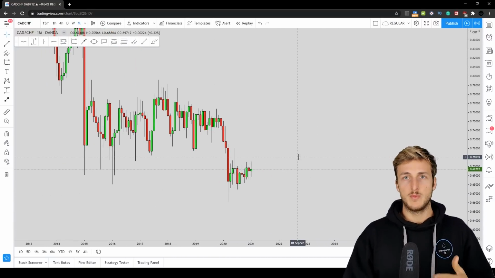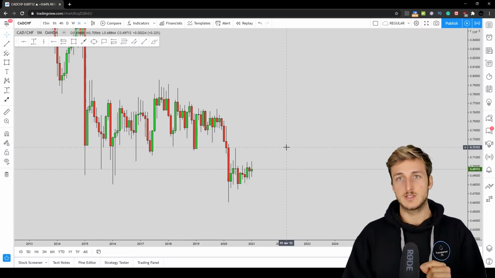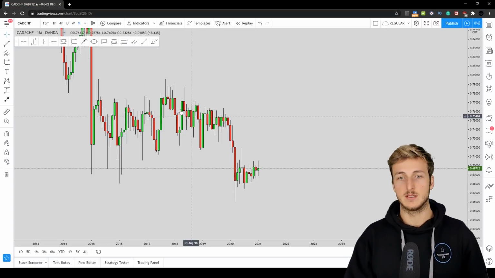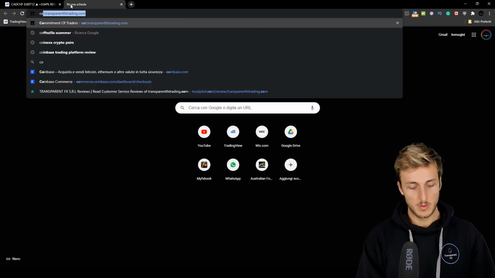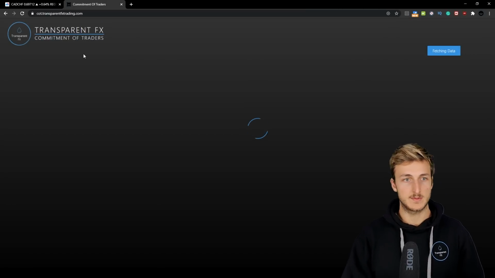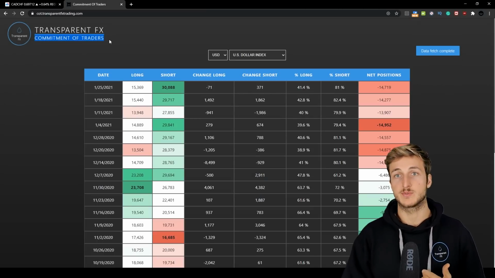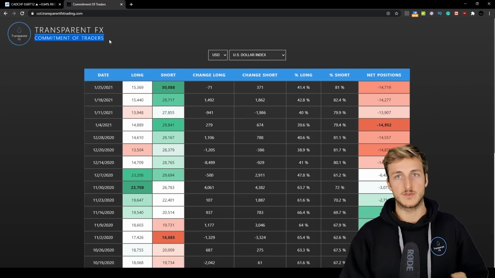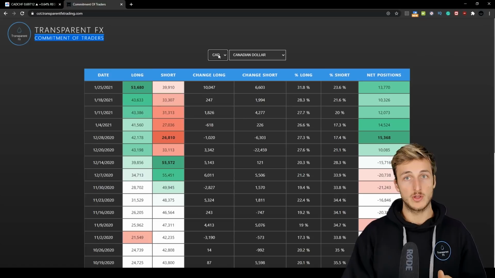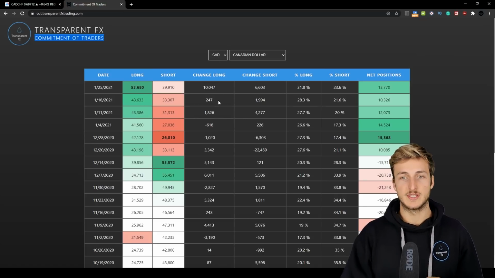So the way in which I will be performing the analysis is, as usual, as educational as possible. First, we will be speaking about the technical aspect of this market. We will then go and see what we have from a COT perspective, so the Commitment of Traders perspective, which is what hedge funds are doing in the market. And we will be checking both what we have on the CAD and on the CHF.